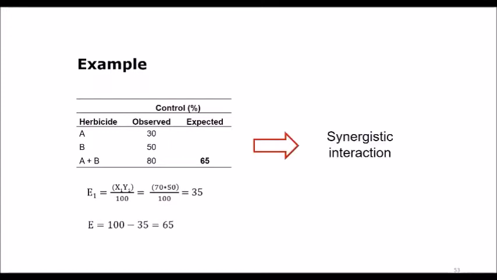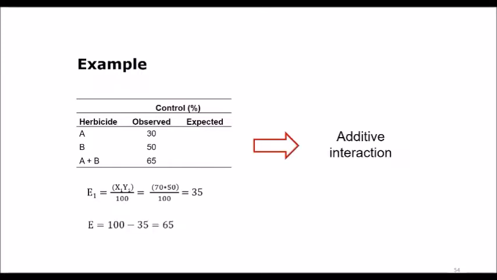So just an example of what that looks like. Here we have observed response for herbicide A at 30%, B at 50%, and A plus B at 80%. We go through the equation, so we go 100 minus 30, giving us 70 for X1, 100 minus 50, giving us 50 for Y1, and then multiply and divide that by 100, gives us 35. E then is 100 minus 35, or 65. So we plug that 65 into the expected, and what we see here is a synergistic relationship, because the observed at 80 is significantly higher than the expected at 65.